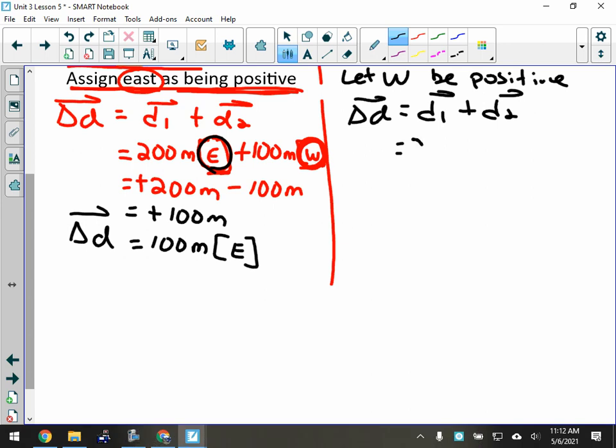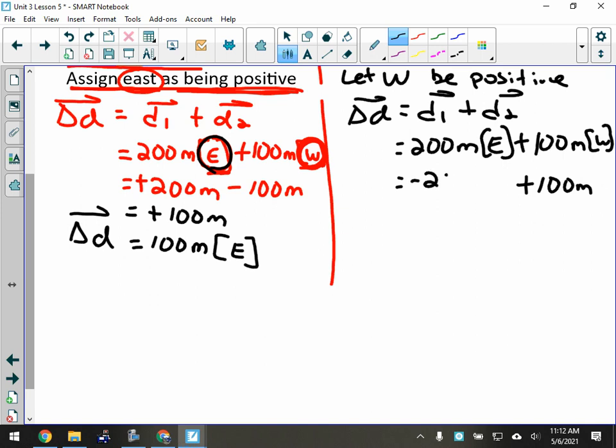Now, I said 200 meters. That would be east here, and I'm going to add on to that 100 meters west. I'd start in the exact same spot here. But if we let the west one be positive, I'm going to keep this as a positive 100. So that's a positive 100. That means in this case, the east one has to be the negative. So this would be a negative 200 meters. And if I add those two numbers up, I get a negative 100 meters. That's my overall answer.